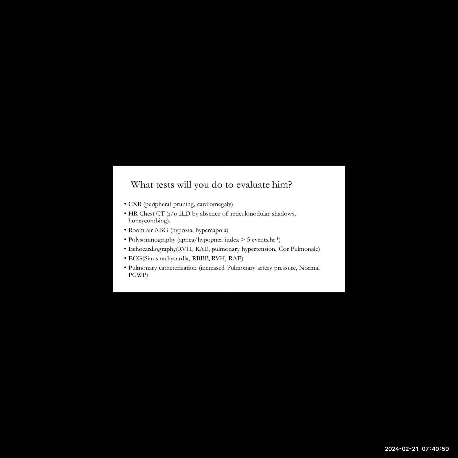Then echocardiogram will also be important in this patient. We can use that to check for features of pulmonary hypertension, right atrial enlargement, right ventricular hypertrophy, and cor pulmonale. Then electrocardiogram may show sinus tachycardia, right bundle branch block, right ventricular hypertrophy, and right atrial enlargement. Pulmonary catheterization can be used to measure the pulmonary arterial pressure in the patient.